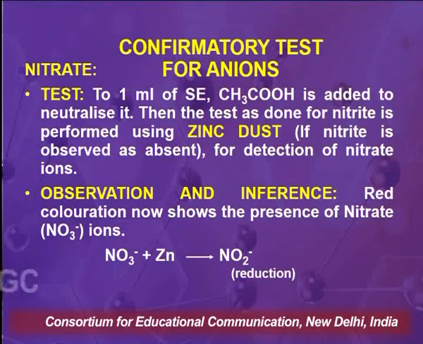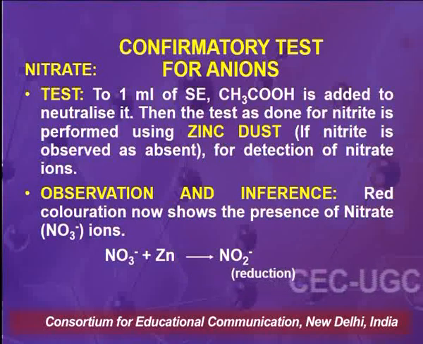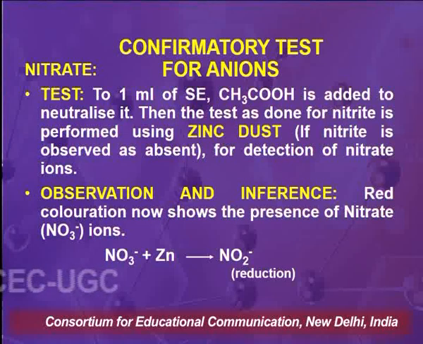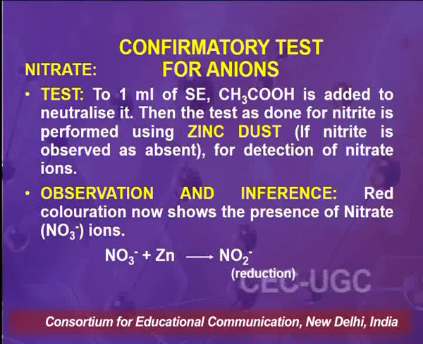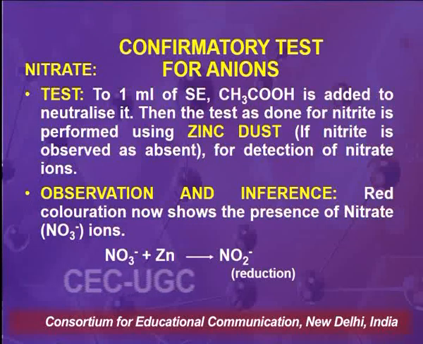Following the systematic analysis, the next ion which needs to be detected after nitrite is nitrate, which has the formula NO3 negative. So to 1 ml of the soda extract, acetic acid is added to neutralize it. Then this test is done as for nitrite using zinc dust.